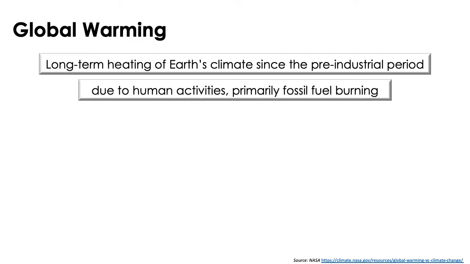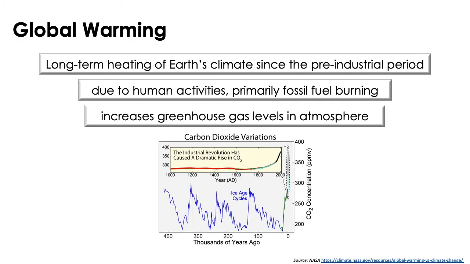Global warming is also due to human activities, primarily burning of fossil fuels, and this increases greenhouse gas levels in the atmosphere. And you can see on the chart at the bottom, it goes over the past 400,000 years of carbon dioxide in the atmosphere. And again, we know this information by sampling air bubbles that are trapped in ice cores. So we know the exact concentration of carbon dioxide in the atmosphere 400,000, 300,000, 200,000 years ago.